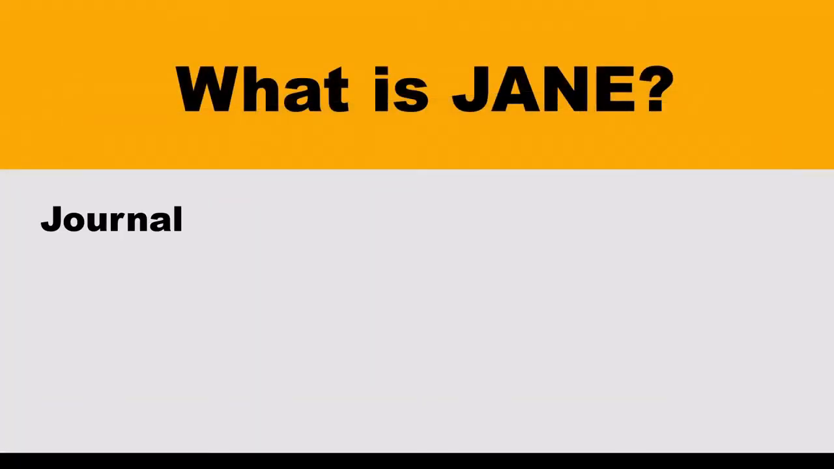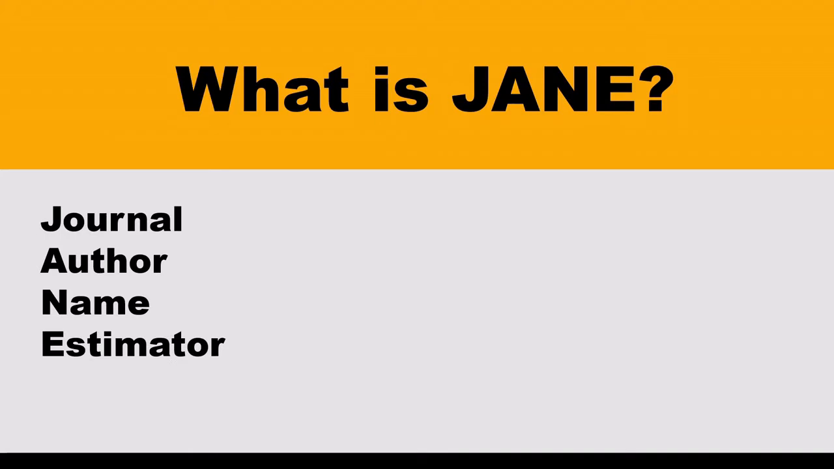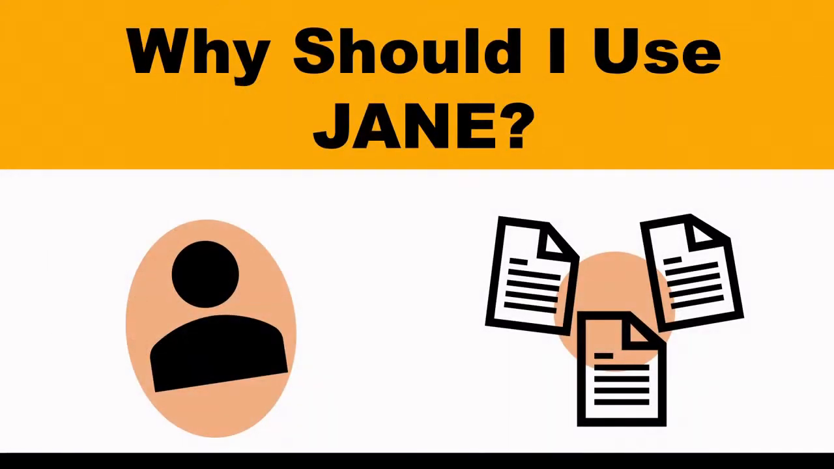In today's 5-Minute Friday, I'm going to talk about JANE. JANE stands for Journal Author Name Estimator, and it's a web-based discovery tool that can help match you up with journals where you could potentially publish. That is, journals that publish works similar to your own.